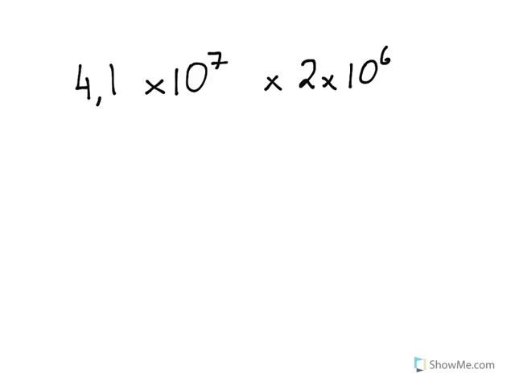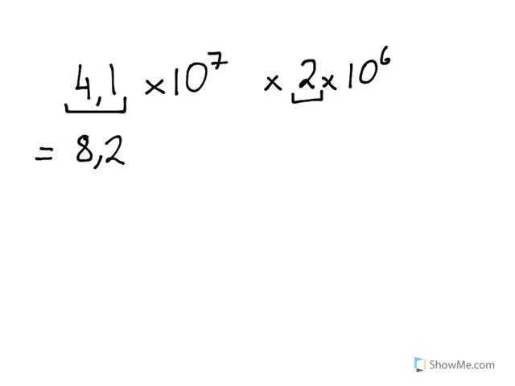Okay, let's have a look at the rules of exponents a little bit then. Well, what are we supposed to do? The first thing we do is multiply the terms that are not in exponents together. So, first step we would have here is 4.1 multiplied by 2. Well, 4.1 doubled would give us the answer 8.2.